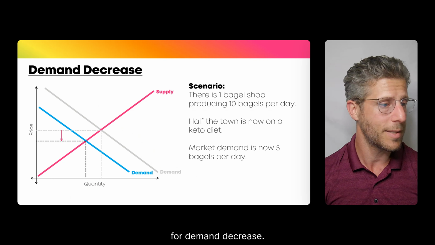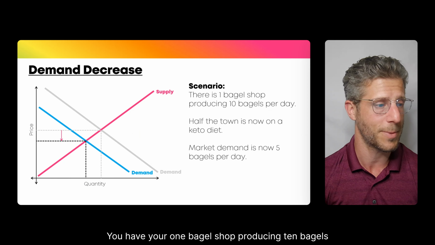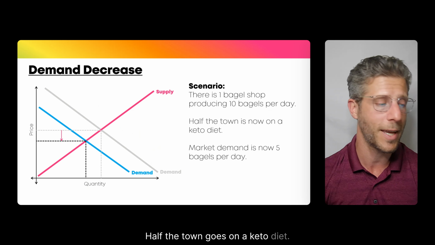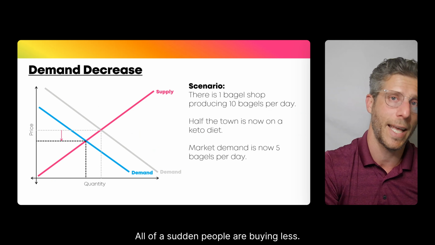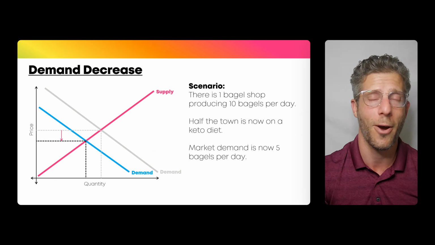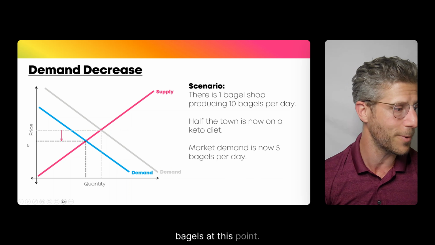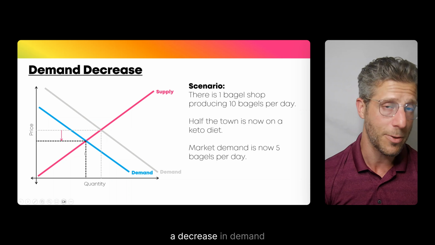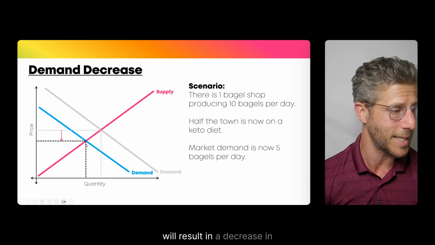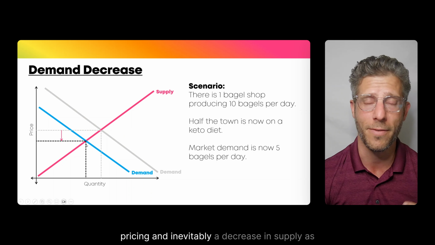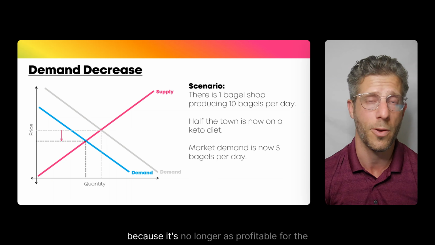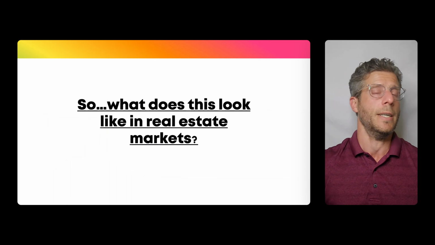For a demand decrease, you have your one bagel shop producing 10 bagels per day. Half the town goes on a keto diet. All of a sudden, people are buying less. And so there's an overage of bagels at this point. So a decrease in demand will result in a decrease in pricing and inevitably a decrease in supply as well, because it's no longer as profitable.